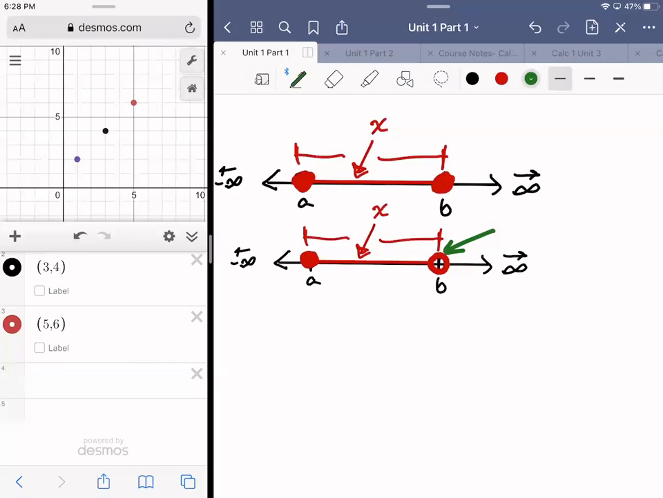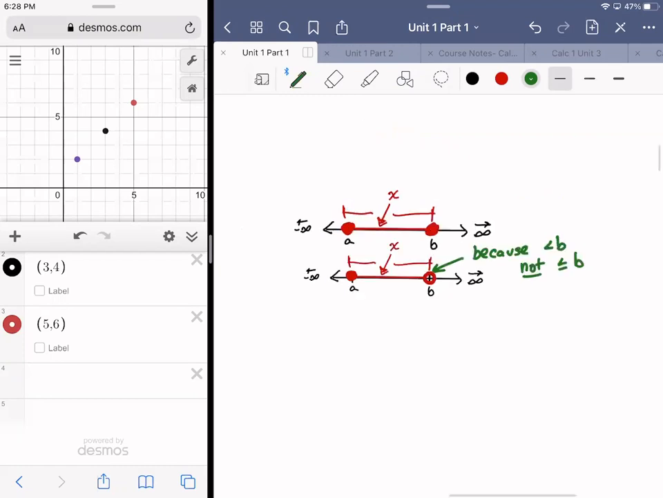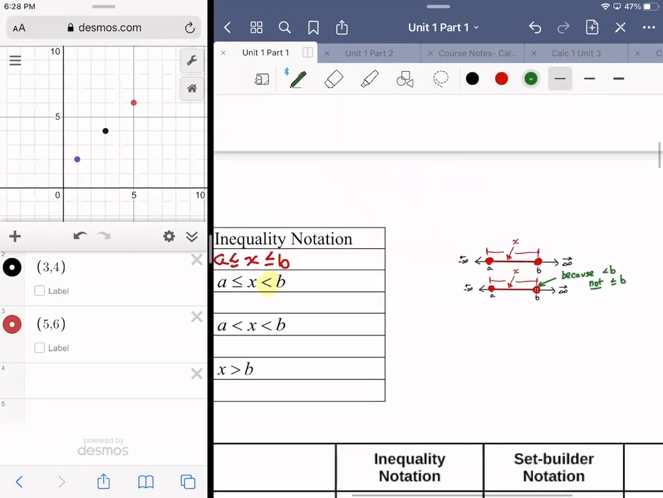That is because, oh, I said brackets and parentheses. I meant less than or equal versus less than. It'll also mean the same thing for brackets and parentheses, but I'll get to that in a second. Because less than B, not less than or equal to B. All right. So that's this piece right here.